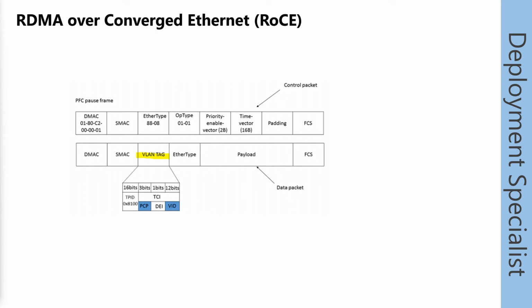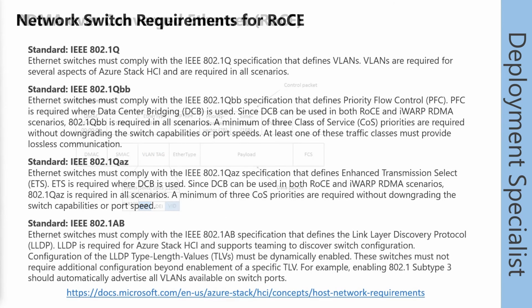And this means if we are working with switches, not in a switchless scenario, but we are using switches, the switches for RoCE need specific technical features to be compatible with this. The first requirement is 802.1Q. It's the VLAN specification. I mentioned for RoCE we need the VLAN tags to provide the traffic classification.